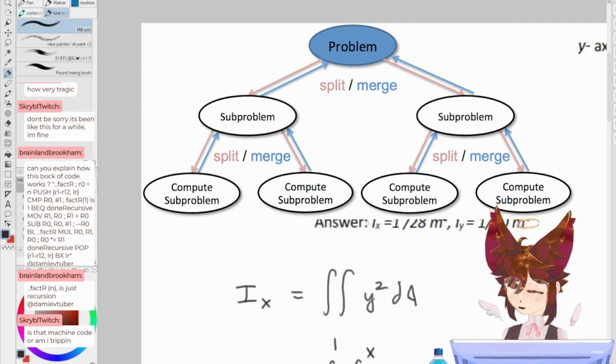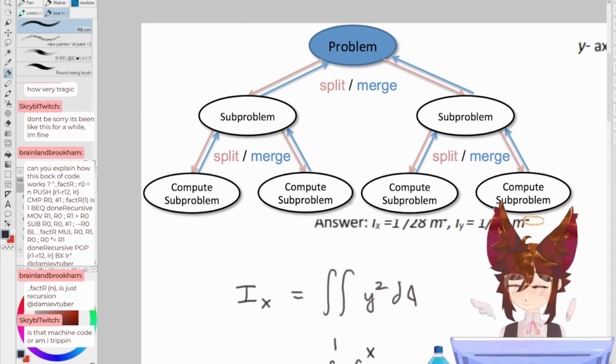I just can't read that. Is that machine code or am I tripping? I don't even know what that is. That is like a foreign alien language to me.